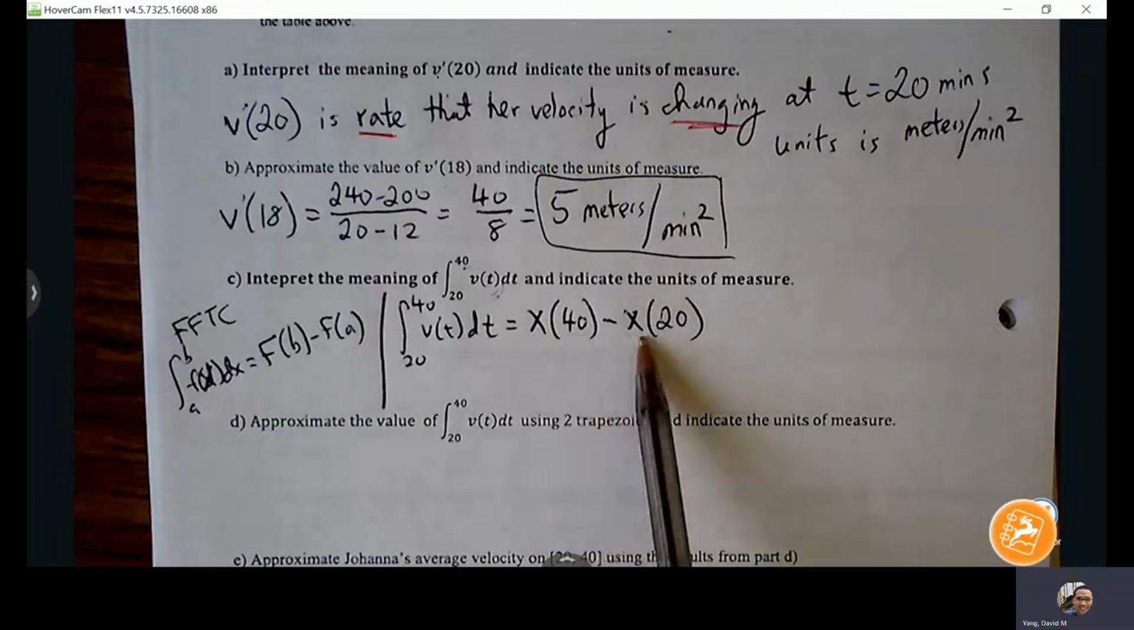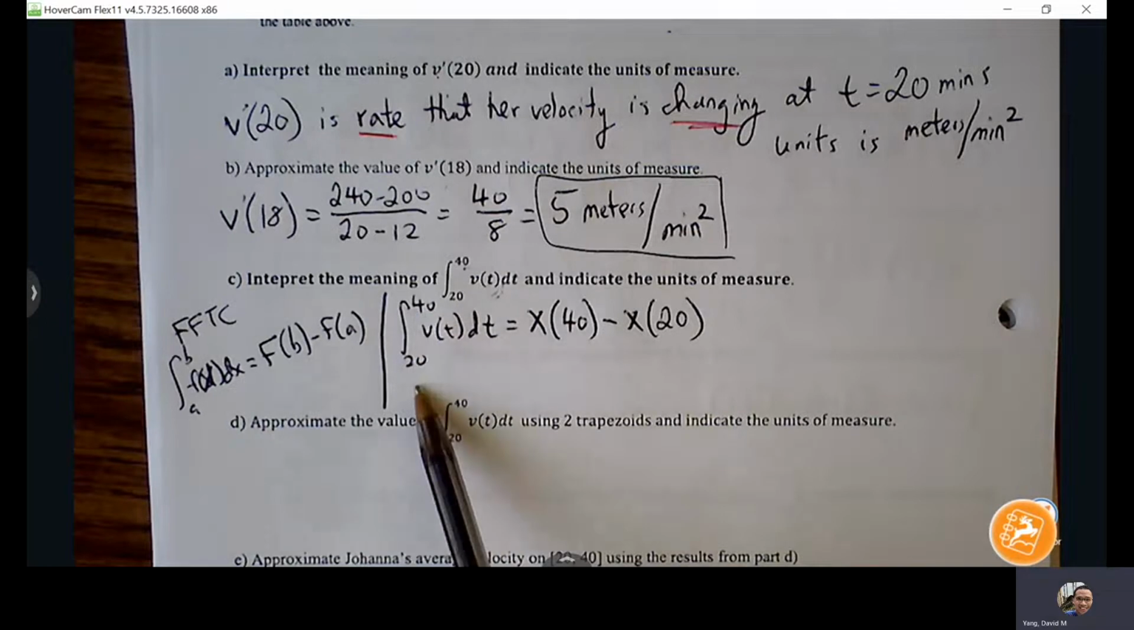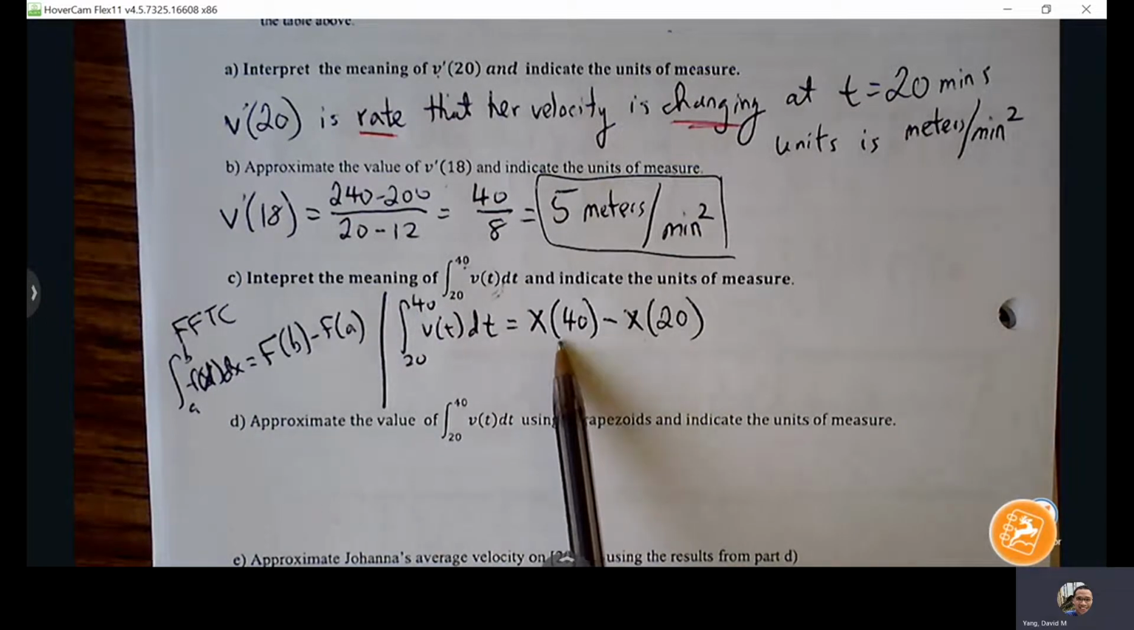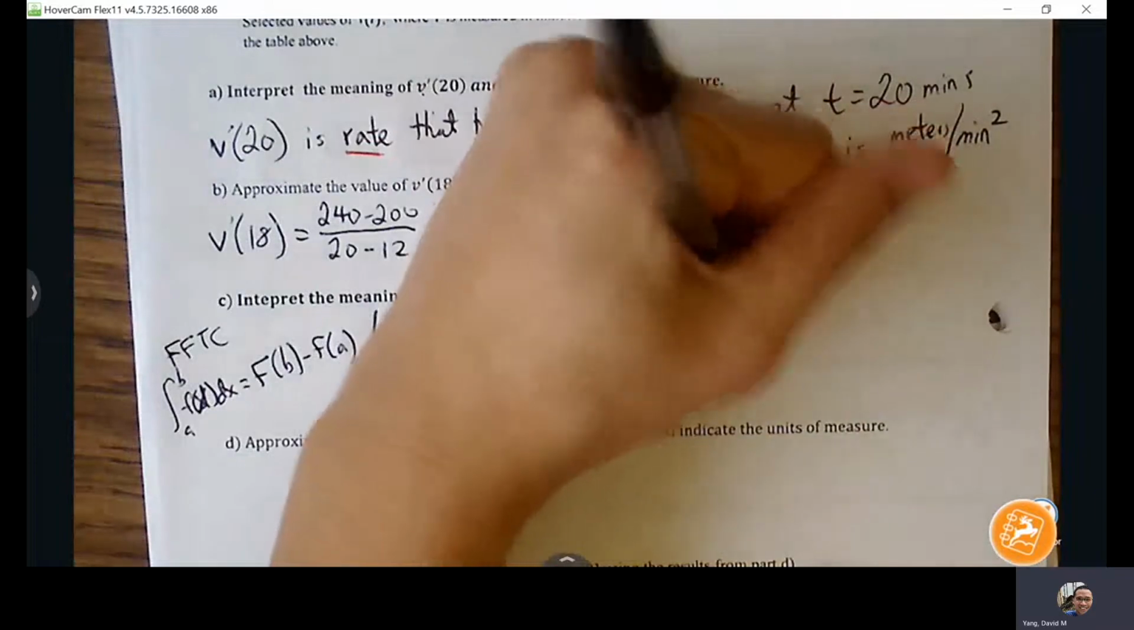What does this mean? Yes, okay, this is the change in distance between 20 and 40 minutes. Let's say at 40 minutes she's 600 meters into the run, and at 20 minutes she's 400 meters into the run. If you subtract those two, you can figure out the change in distance. In other words, displacement.